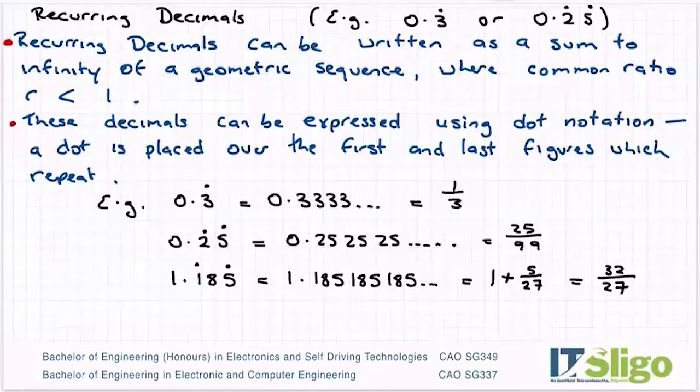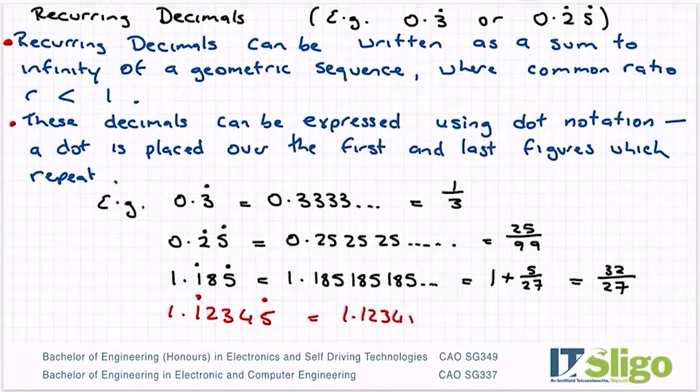And then 1.185. I wanted to particularly draw your attention to this one, because in this one, all three repeat. It's 1.185185185. It's just using dot notation. You place the dot on the first and the last figure that repeat. So if I had something like 1.12345, for example, and a dot here and here, they would all repeat, and so on and so forth.